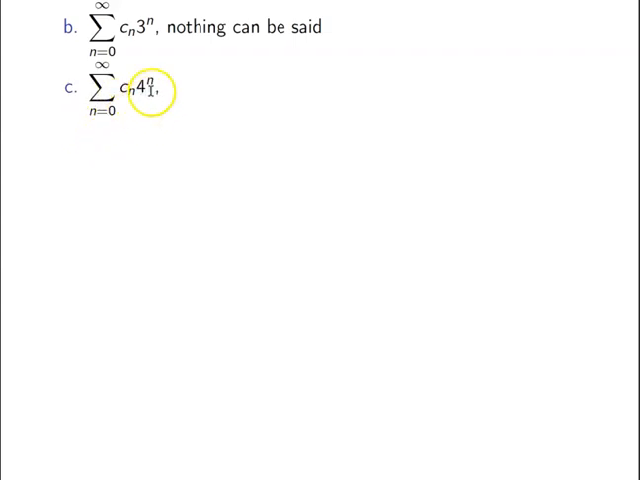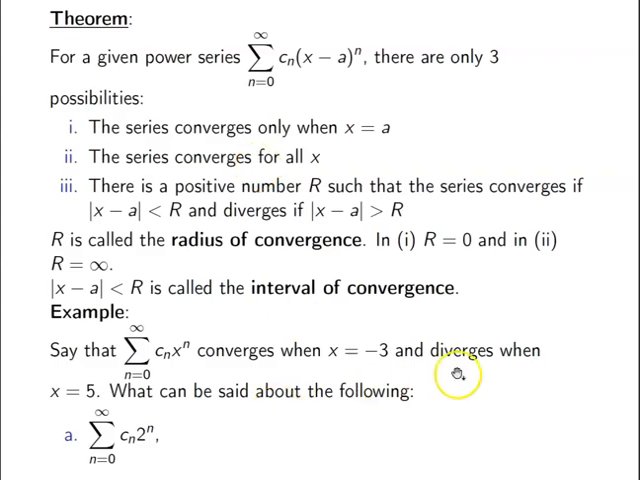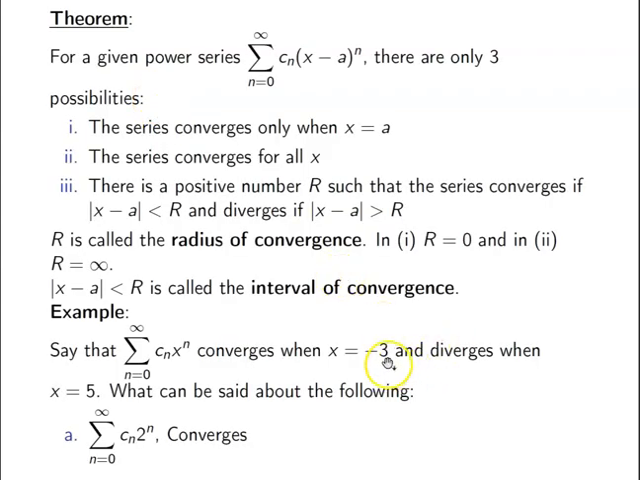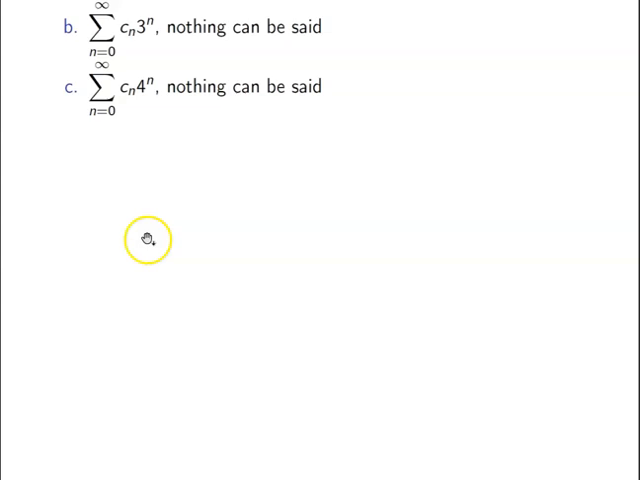For Cn 4 to the n, 4 is more than 3 away from 0, so nothing can be said here, okay? Because I only know that I diverge once I get to being 5 away or more. So for 4, I can't say for certain exactly what happens here because I know I converge 3 away, but I don't know if I converge at 4 away or not, okay? I know at 5 away I diverge. So I can't say anything about 4, because it's an in between thing.